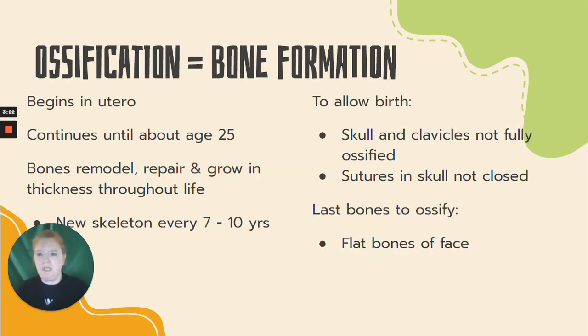Now, ossification, which means bone formation, begins in utero when we're just a fetus, and it continues until about age 25. The bones in your face are the last to ossify. But our bones remodel, repair, and grow in thickness throughout our whole life. In fact, when you exercise, especially weight-bearing activities, you increase bone mass, not just muscle. We get a new skeleton about every 7 to 10 years. So if you've been alive for 20 years, you've replaced your skeleton twice.